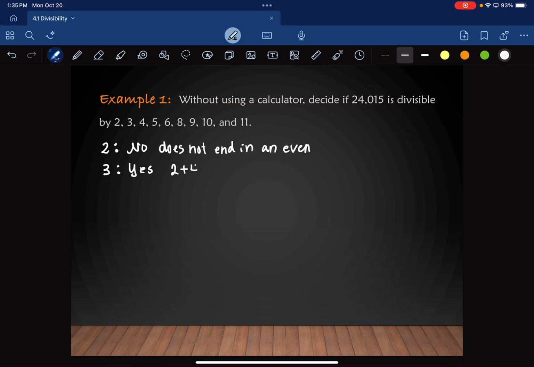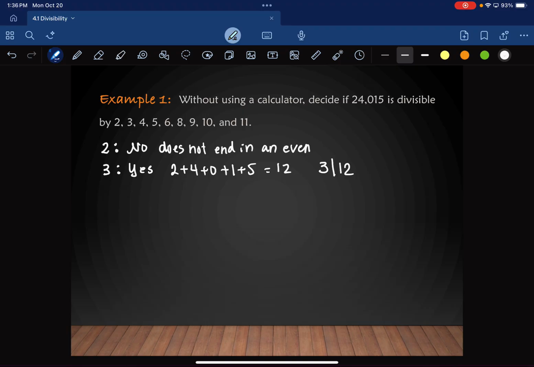So we have 2, 4, I'll write in 0 just for the sake of writing it, and then 1 and 5. 2 plus 4 plus 0 plus 1 plus 5 is 12. Okay? Does 12 divide by 3? Yes. So I'm going to practice that property, or that notation. 3 divides 12, like this. So since 3 divides 12, 3 is going to divide 24,015.